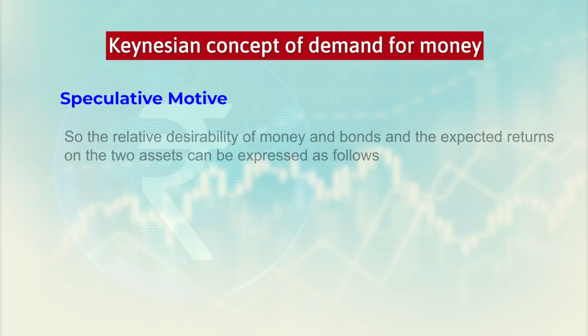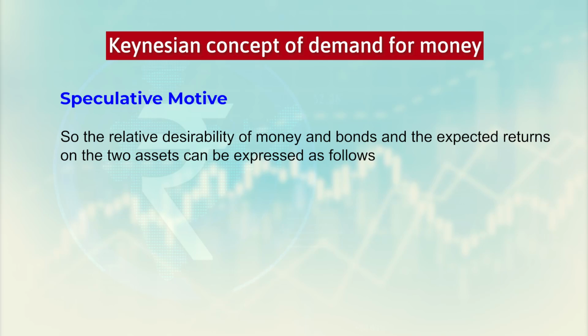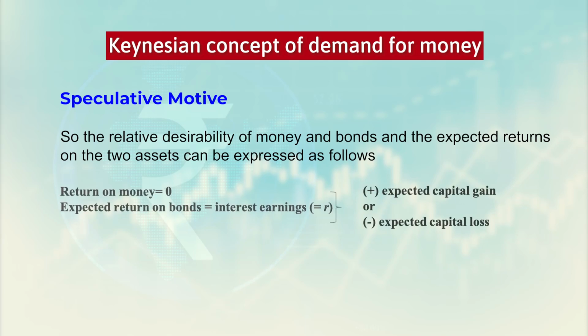So the relative desirability of money and bonds and the expected return on these two assets can be expressed as follows. What is that? The return on money, as you know, is 0. But the expected return on bonds has two components. One is interest earning, the other is expected capital gain.